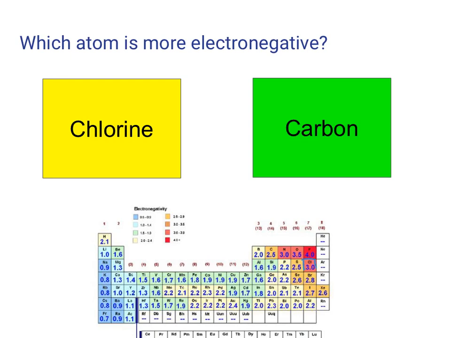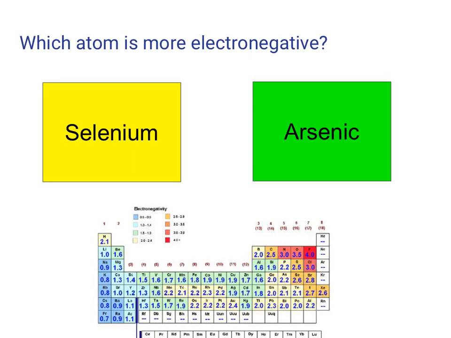Here's chlorine and here's carbon. Chlorine is farther to the right. Even though it's down a row, it's over 4 rows, so we do see an increase in electronegativity. Chlorine has an electronegativity of 3.0, whereas carbon has 2.5, so chlorine has a greater electronegativity.